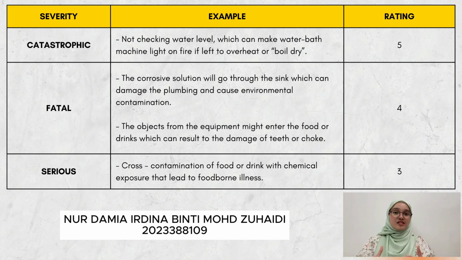With the severity being serious, an example of hazard and risk is cross-contamination of food or drink with chemical exposure that leads to foodborne illness. It might not cause death, but it is still a serious hazard. It has a rating of 3.